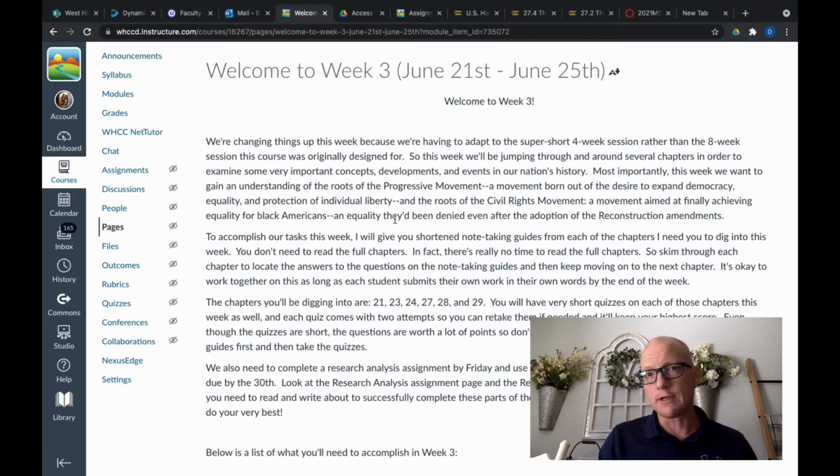Because progressivism, racial equality, and gender equality are 3 issues that you will hear a lot about in your lifetime and even today if you turn on the news, right? So these are the areas that we're going to pinpoint and focus in on. So that's why I've really limited or cut down your note-taking guides to focus on questions that hit on these particular themes of American history.